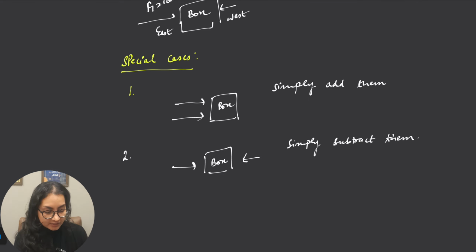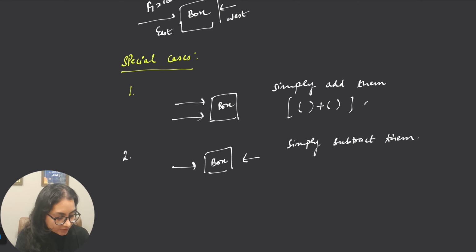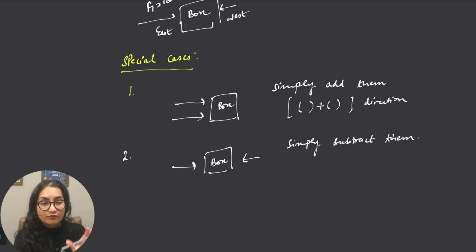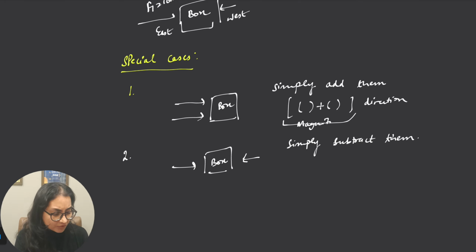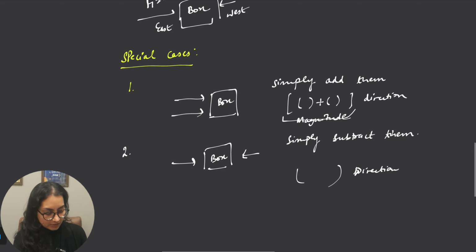So in only these two cases, you can simply add or subtract the vectors, but you have to write the direction as well, because simply adding them will give you only the magnitude. A vector is complete information when you add a direction to it. So magnitude and direction will give you a vector quantity. Similarly, when you subtract them, you have to add a direction as well, right?